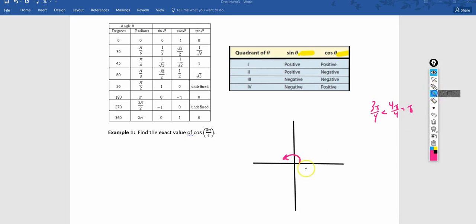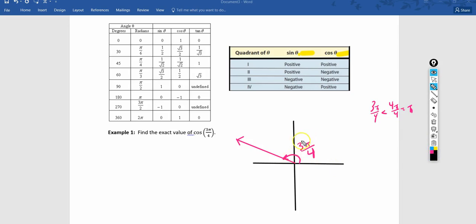Okay, so this is an approximation. The main thing is that I get the quadrant correct. Okay, so if my angle is 3 pi over 4, that's what it looks like. Now if I'm going to find the exact value of that, I'm going to need a reference angle and hope that it's a common angle.